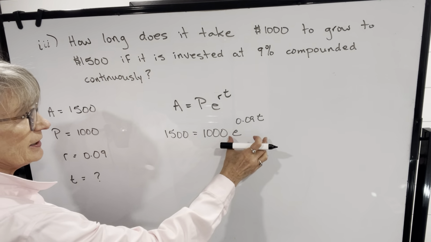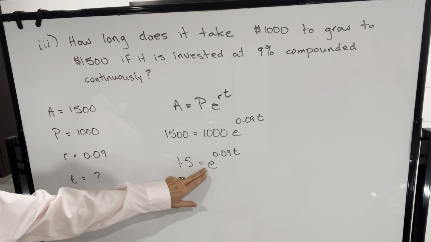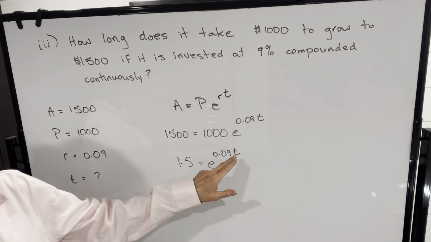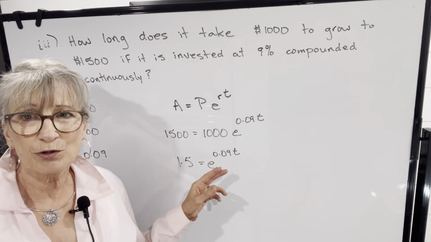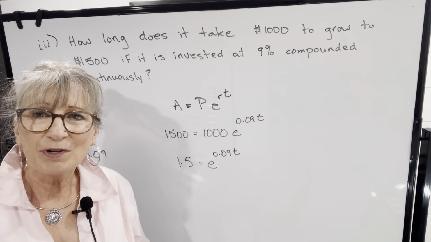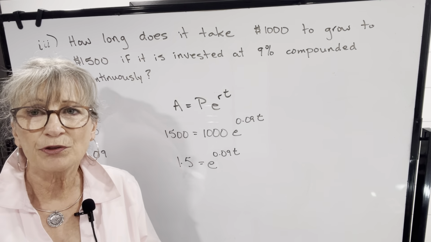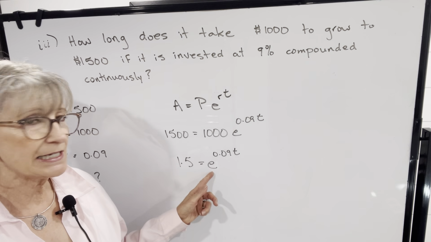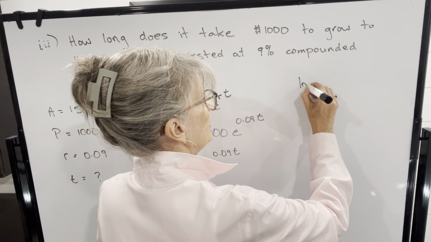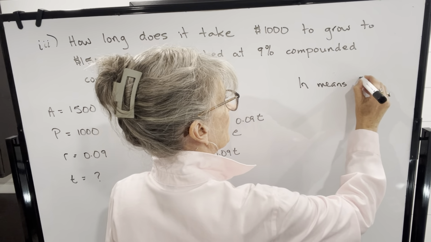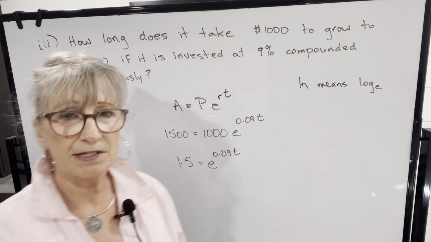Our first step is to isolate this. So we're going to divide both sides by 1,000. And we have 1.5 equals e to the 0.09t. Our unknown is in the exponent. That's called an exponential equation. And in order to solve exponential equations, we need logarithms. Logarithmic functions are the inverse of exponential functions. And I'm not going to get into a lot in logarithms, but understand that when you're working with base e, that's called natural log. And the notation for that is ln. So ln means log base e.